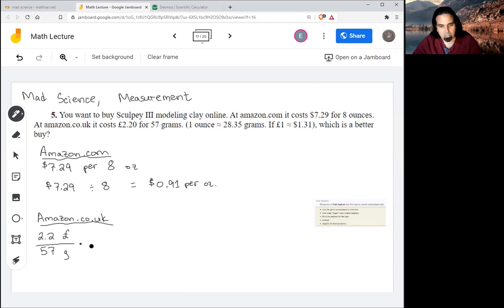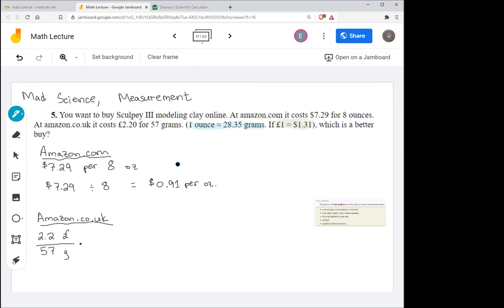Now I want to add other fractions, other rates. One of them is going to help me get from ounces to grams, or grams to ounces. And the other is going to get between dollars and pounds. And it doesn't matter which one I do first. Anyone care? No. So I'll do the blue one just because it's on the left.